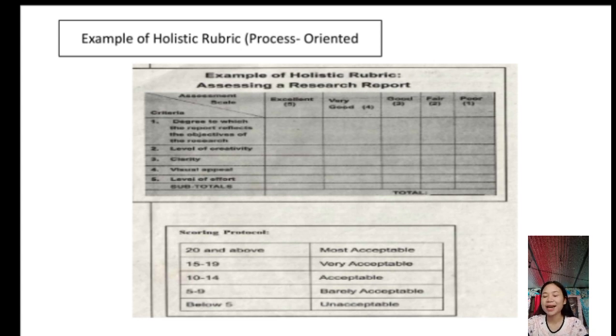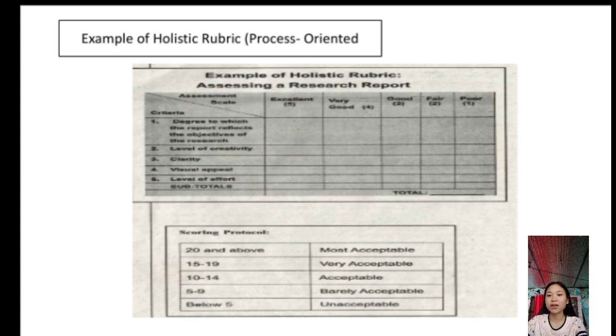The levels of performance are 5, excellent; 4, very good; 3, good; 2, fair; 1, poor. So the scoring protocol: if the student got 20 and above, it is most acceptable; 15 to 19, very acceptable; 10 to 14, acceptable; 5 to 9, barely acceptable; and below 5, unacceptable.